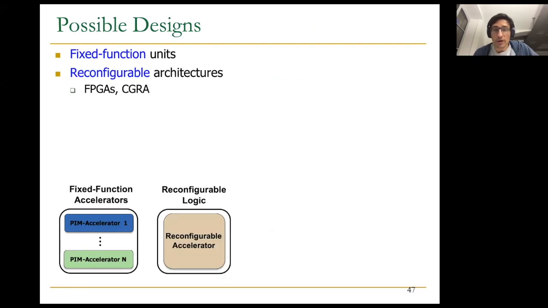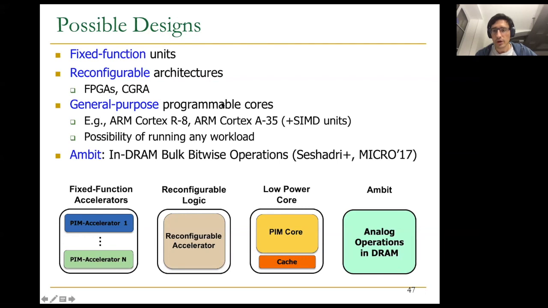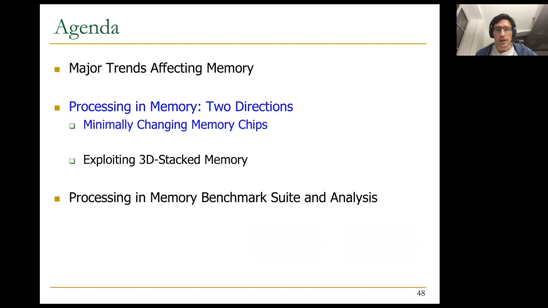And these are the different types of units that you can have. They can be some sort of general purpose cores, as if they were small CPUs or small GPUs, or maybe we can have some sort of reconfigurability like FPGAs, or fixed function units, like small accelerators for a very specific operation. You will get familiar with these different types of processing capabilities.